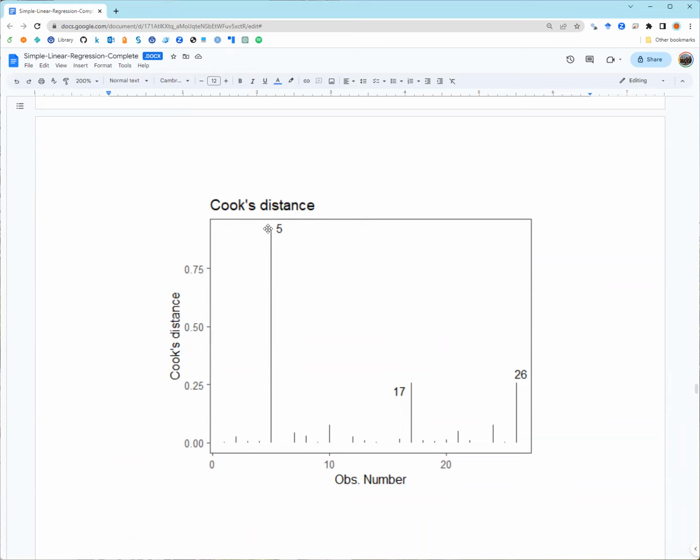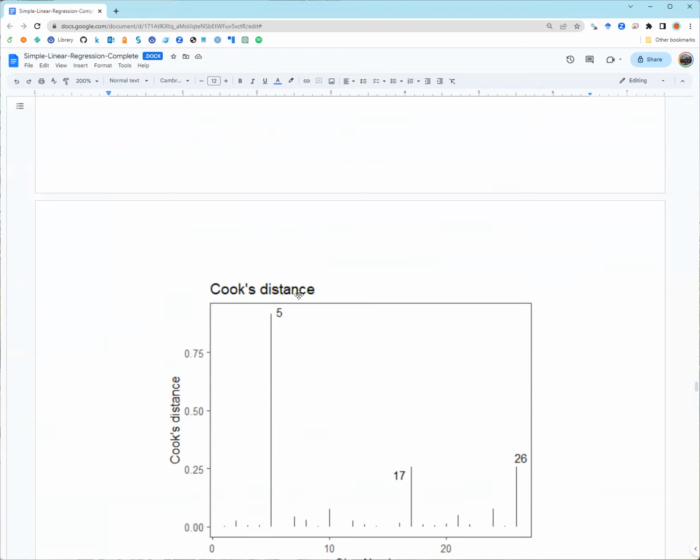Here the fifth observation has a really high Cook's distance measure. Observations 17 and 26 have decently high values, but they're not above 0.5. This data set's small enough that we could literally look up the observation rows for 5, 17, and 26. Okay, so 5 is the most problematic.